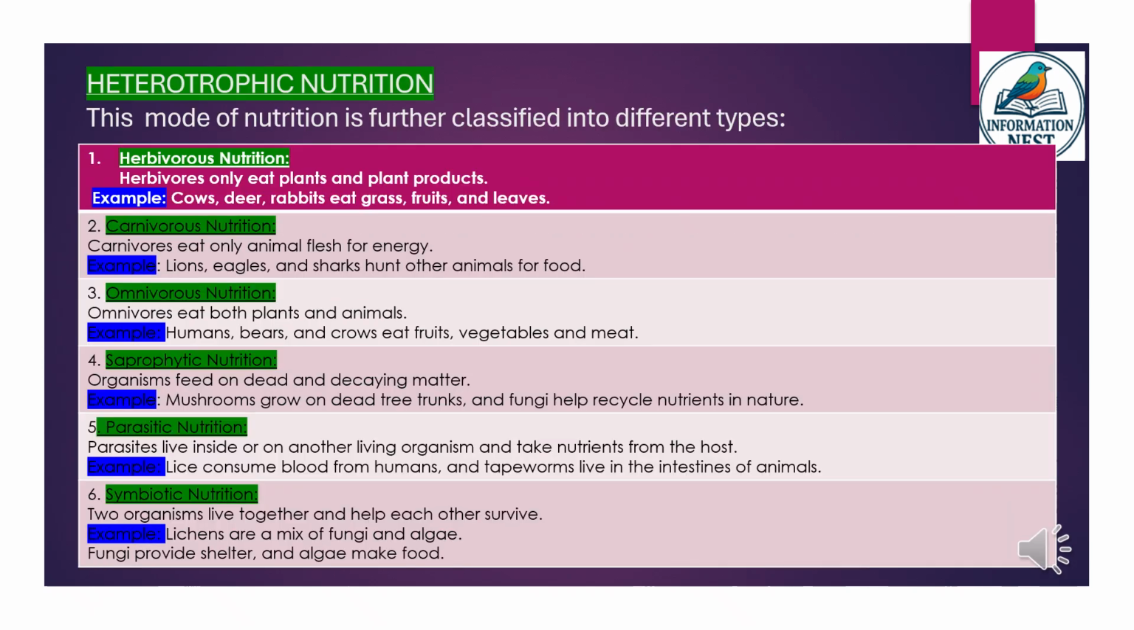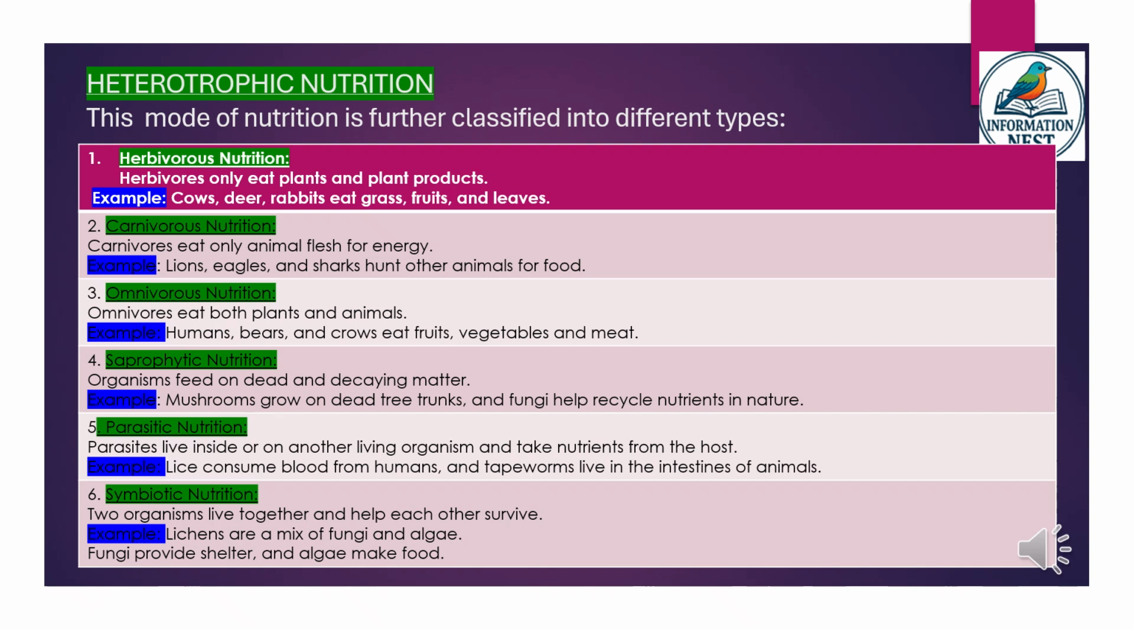Coming to heterotrophic nutrition, for those who prefer takeout instead of cooking their own food, organisms depend on plants or animals for their survival. This mode has different types. Herbivores, the plant eaters. Think cows munching on grass, rabbits nibbling on carrots, and deer enjoying fresh leaves.